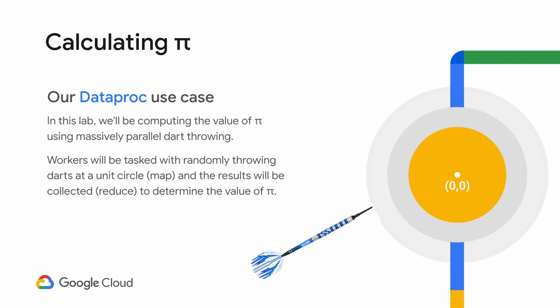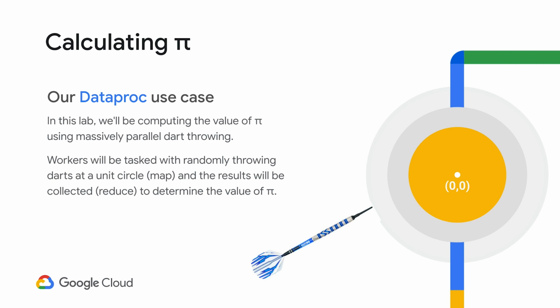In this lab, we'll be computing the value of pi, or 3.14, using massively parallel dart throwing. We're going to have these workers, or VM instances, tasked with randomly throwing darts at a unit circle, and the results will be collected to determine the value of pi.